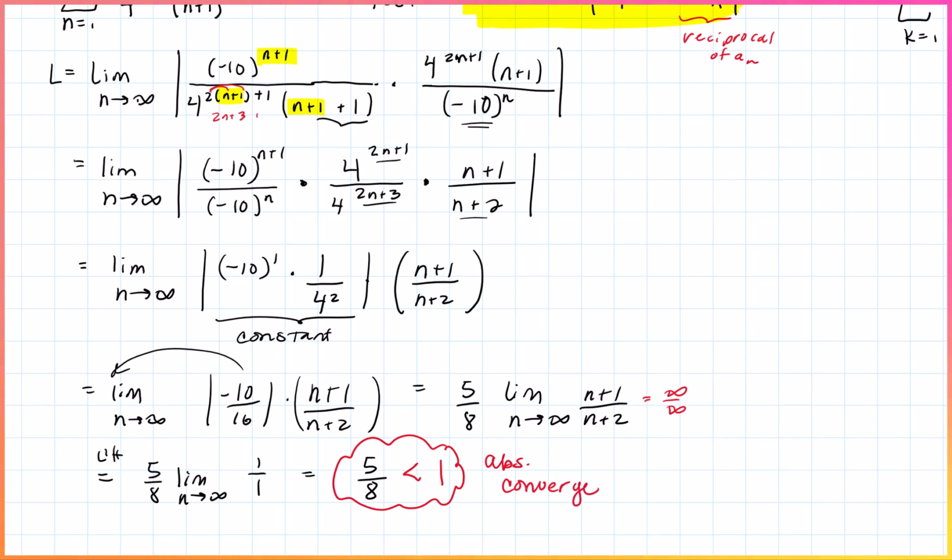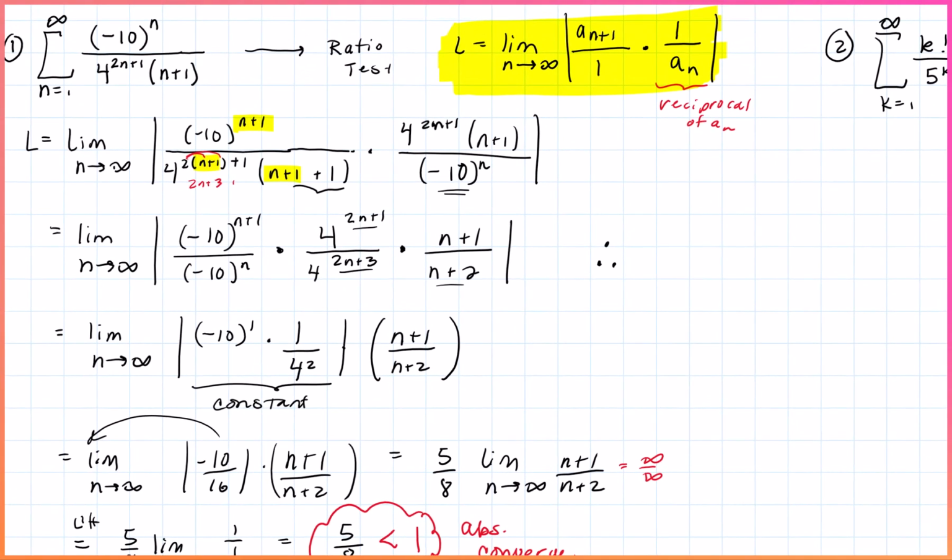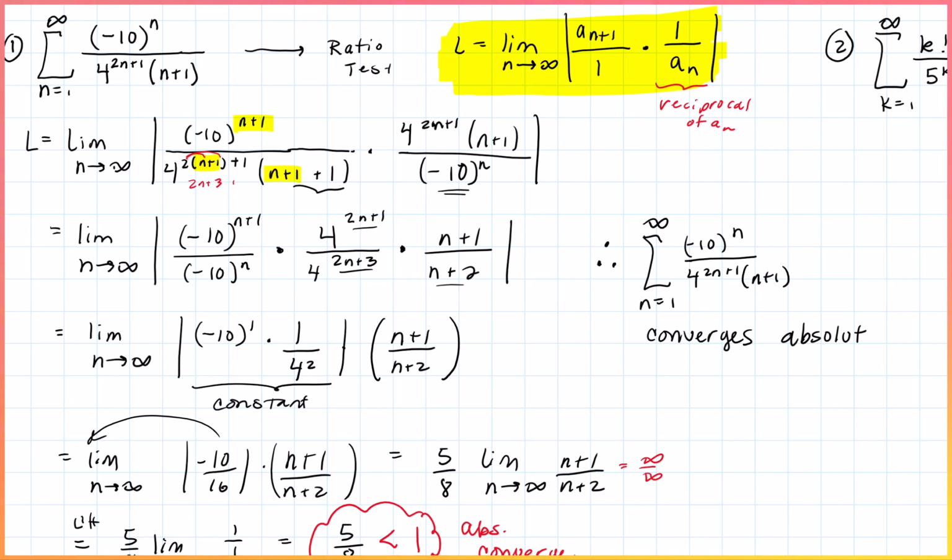So we can conclude, therefore, I'll squeeze it in up here because I'm running into some of my other examples. Therefore, the series that I'm looking at, the series of (-10)^n over 4^(2n+1) times (n+1), as n runs from 1 to infinity, converges. We always want to say why we're getting convergence. So this converges absolutely, not only that it converges, but what type of convergence? It converges absolutely by, in this case, the ratio test.